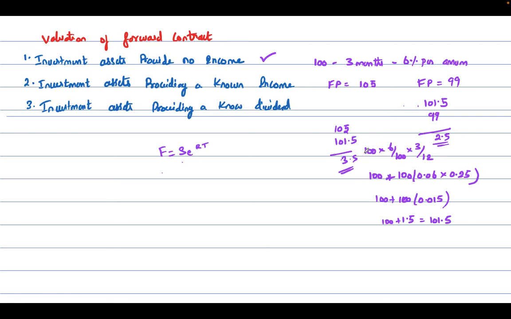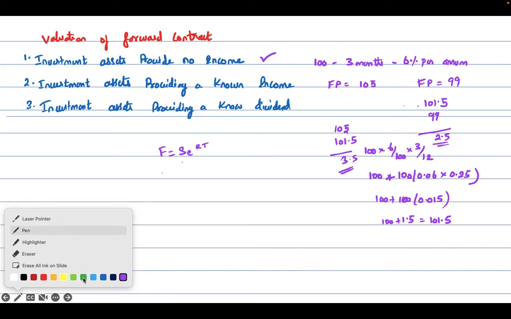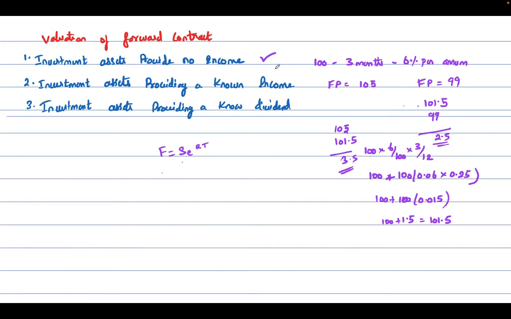So actually this is the formula which we are supposed to use: forward price equals spot price times e to the power RT. R stands for rate of interest and T stands for time. So next one, investment assets that provide a known income.